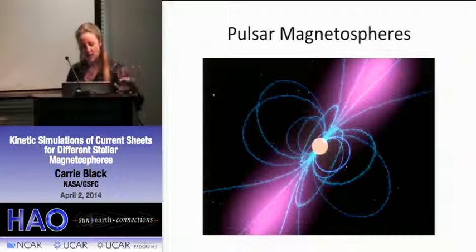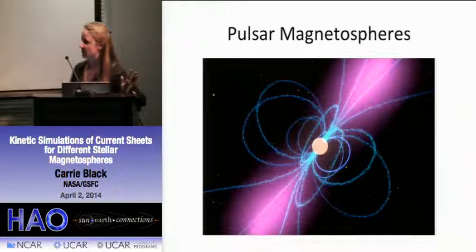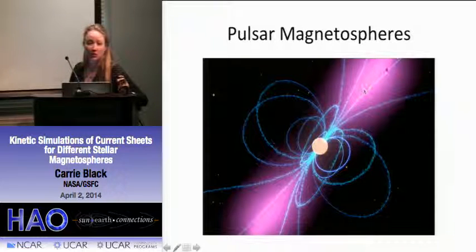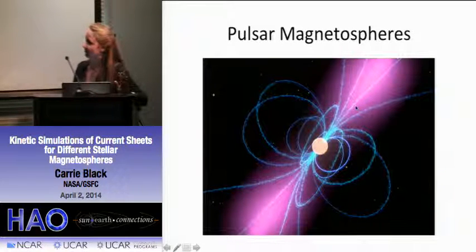Okay, so the next part of the talk is going to be on the pulsar magnetosphere. So this is just a diagram that shows the magnetic field lines and the cone of radio emission here.